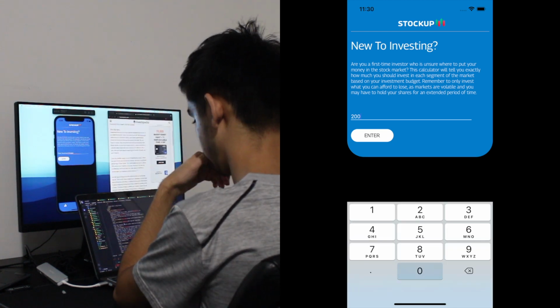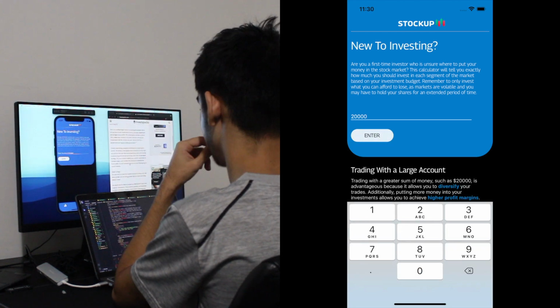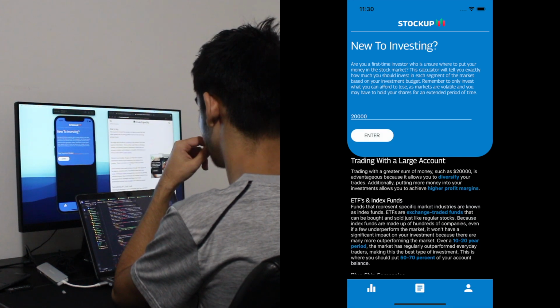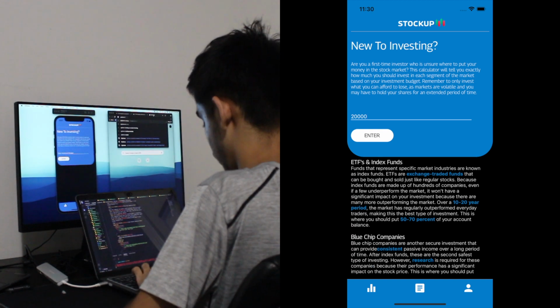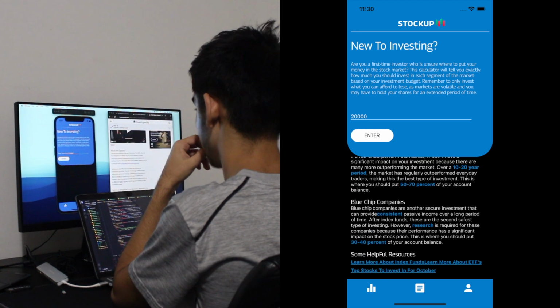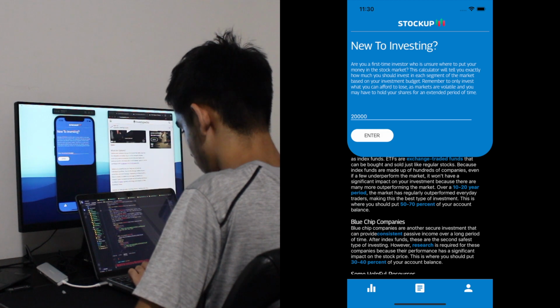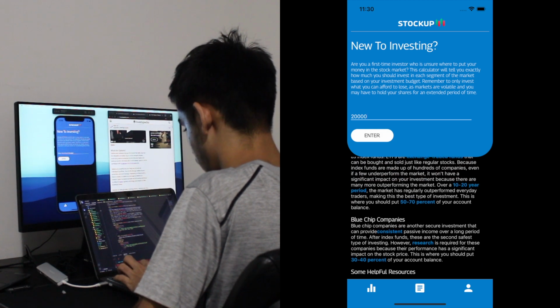Now for example, if the user has a large investment budget like $20,000, it will render out information about index funds, ETFs, and blue chip companies, since these types of investments are much safer.